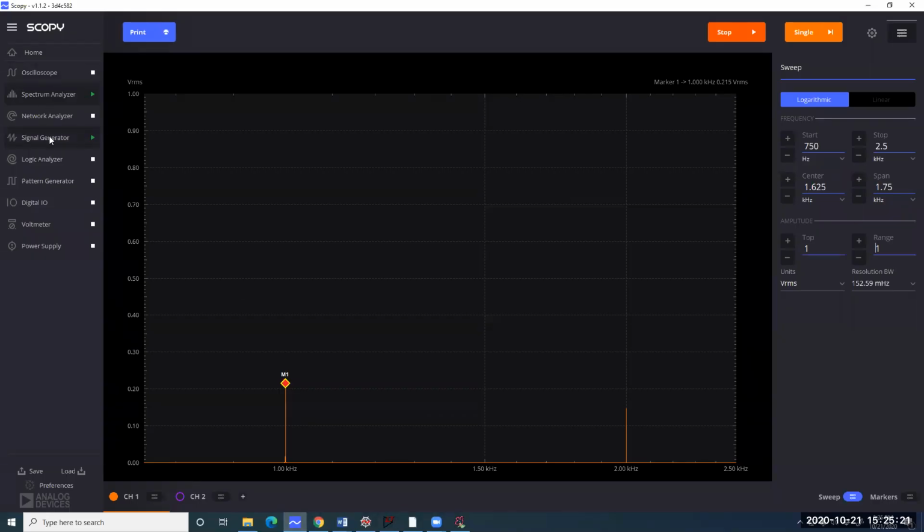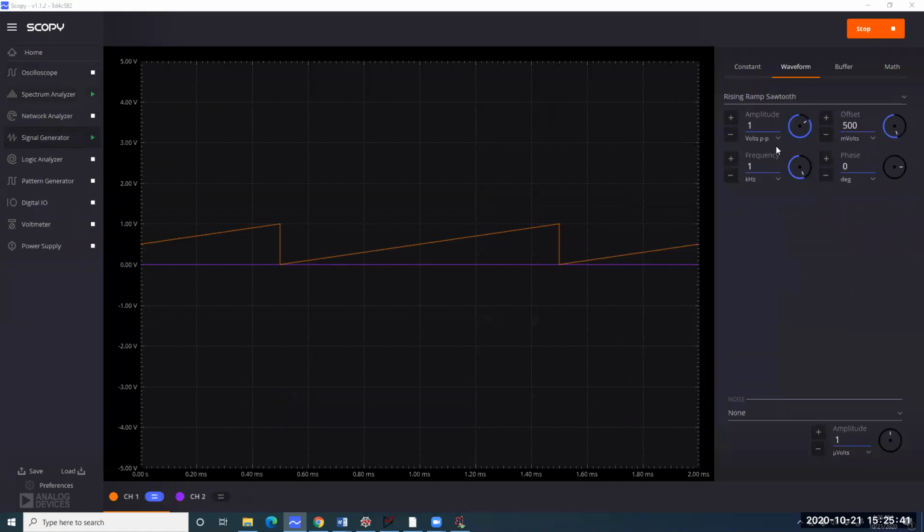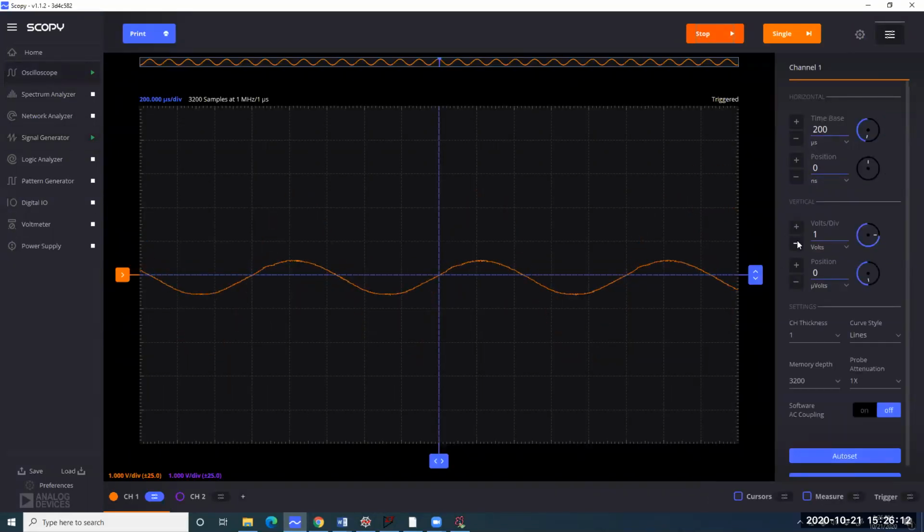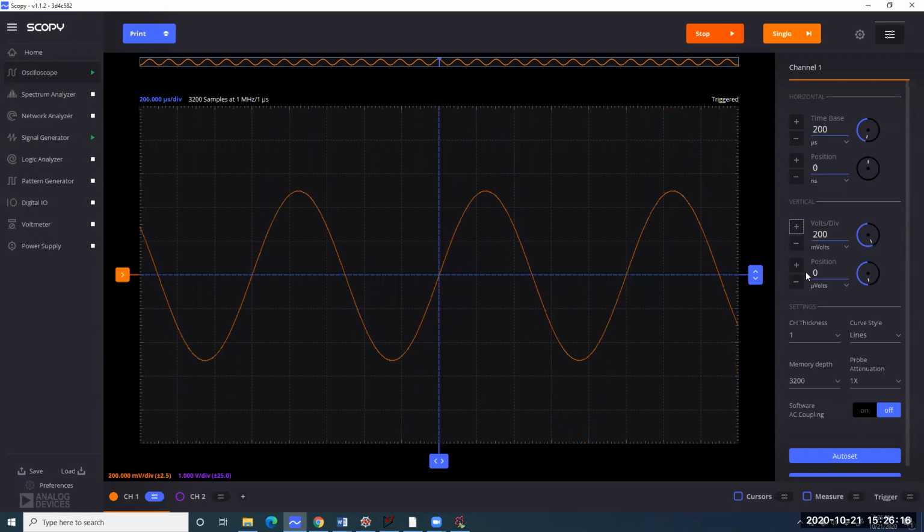What this is, is Scopy, which we're going to be using this week. Pretty much how we're using it right now. All right, more to come. We have a signal generator, and let's just choose a sine wave. Okay. Kilohertz, full peak to peak. All right. It's already running. We can go to the oscilloscope. Can zoom in on it.